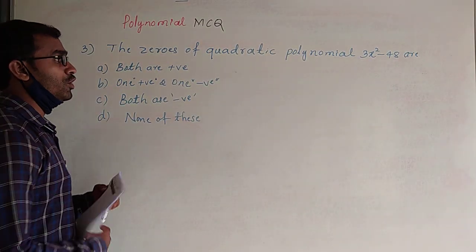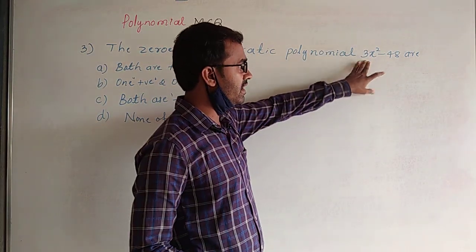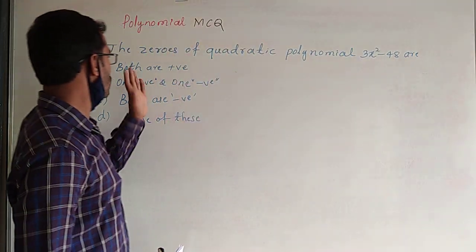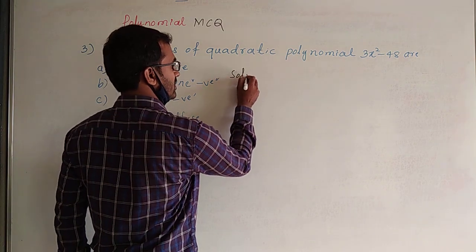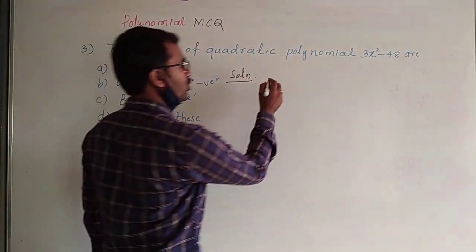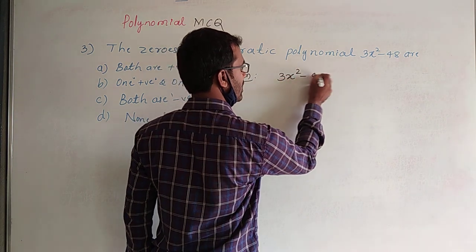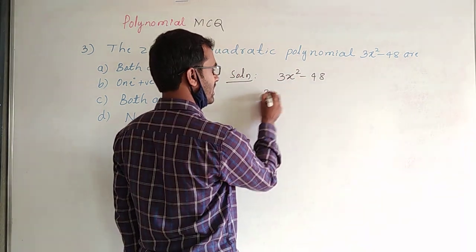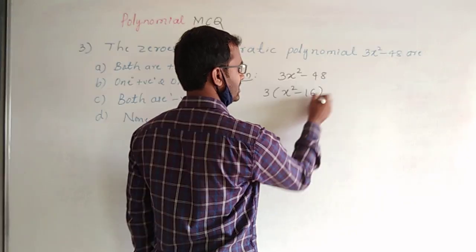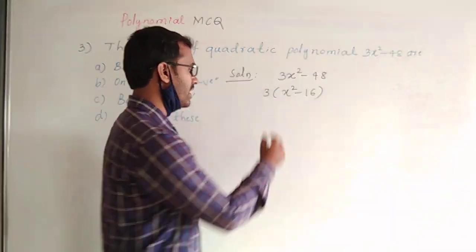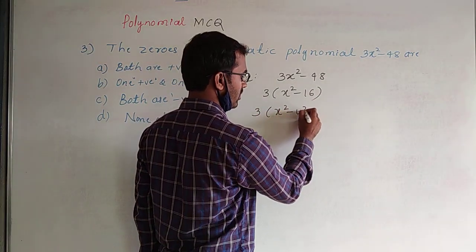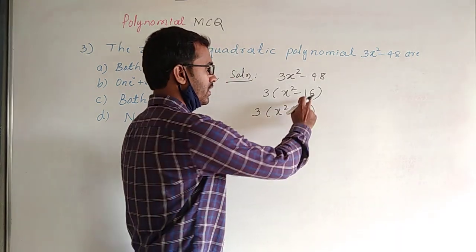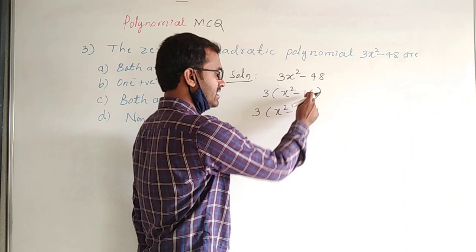See the question. The zeros of quadratic polynomial 3x square minus 48: both zeros are positive, or one positive and one negative, or both are negative, or none of the above. The solution: the given quadratic polynomial is 3x square minus 48. In the two terms, 3 is common, take it outside: 3 times x square minus 16. Again, x square minus 16 is rewritten as x square minus 4 square.